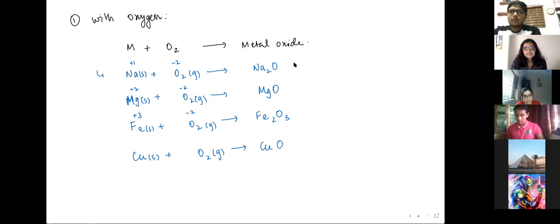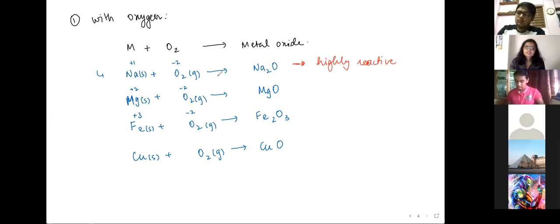Sodium is highly reactive. So if you leave sodium outside in the air, this reaction is going to happen spontaneously. Magnesium is slightly less reactive than sodium. Sodium and potassium are going to react automatically. You just release them in air and it's going to change color. Magnesium, how does it react with oxygen?